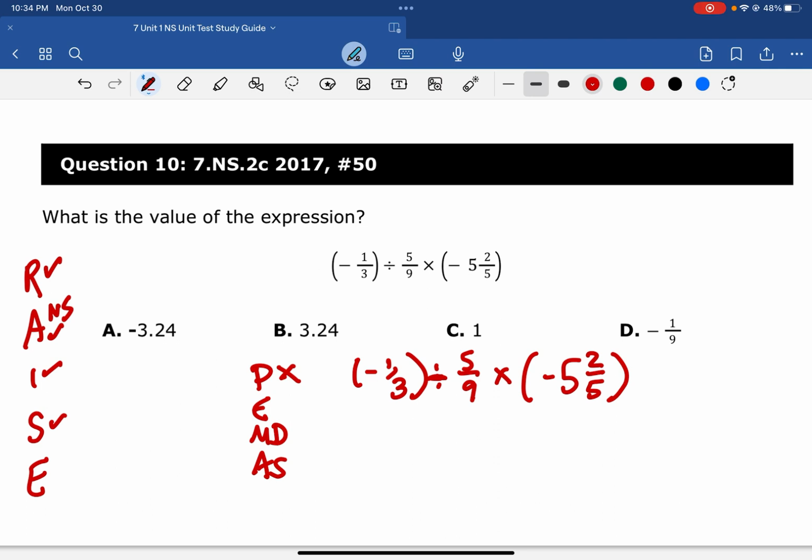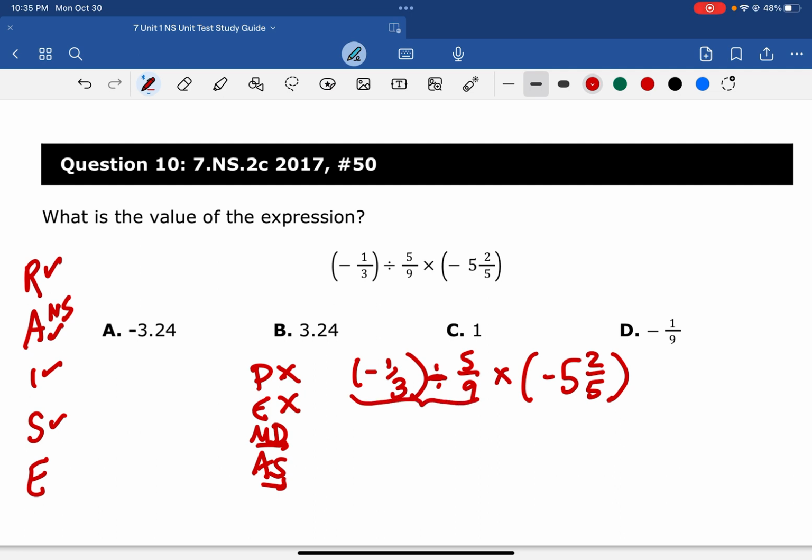Are there any exponents? No, there are not. Is there any multiplication or division that we see here? That's actually all we see. But because we know we're on step 3, we have to make sure we start at the left side of the expression and work our way from left to right, like we're reading a book. So the first thing we're going to do is not multiplication, even though that letter comes first. What we're going to do is the division first because it's the first thing that comes in order from left to right. So let's do -1/3 divided by 5/9.